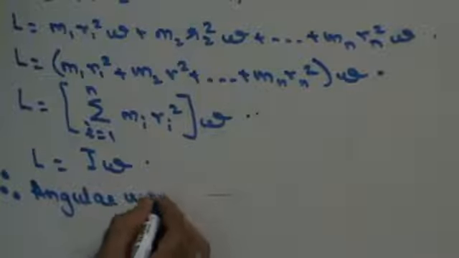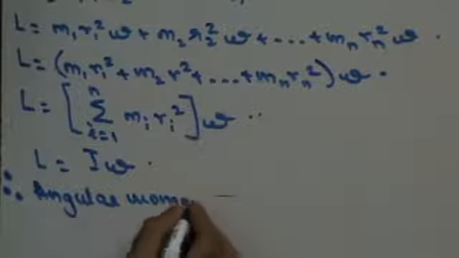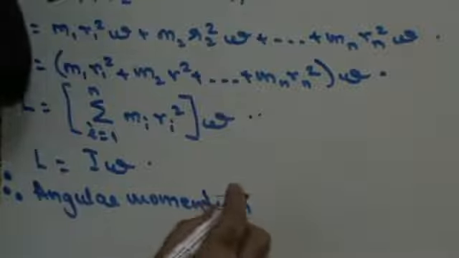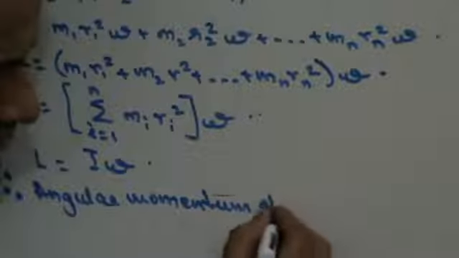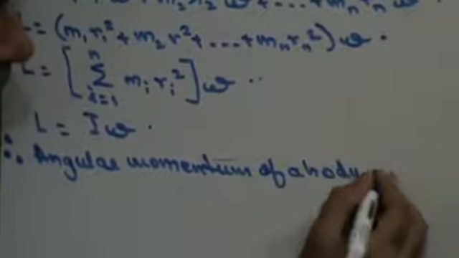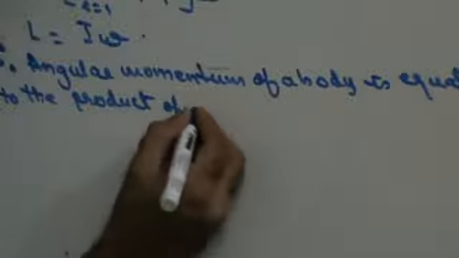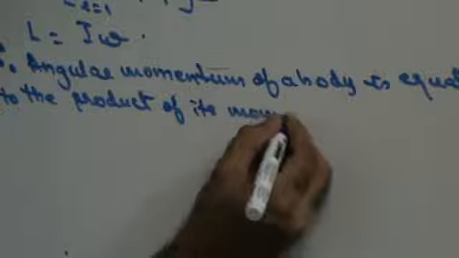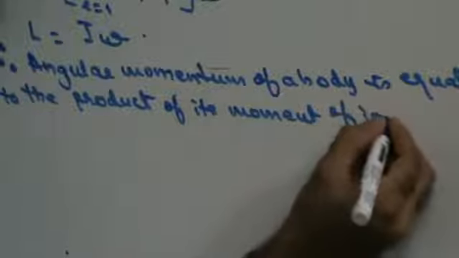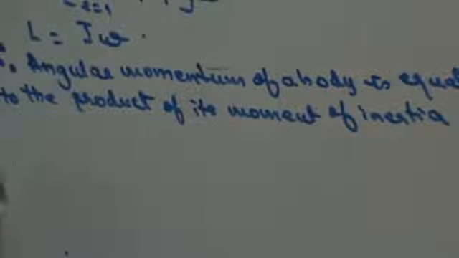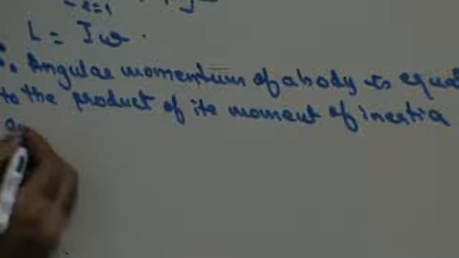So I can say therefore angular momentum of a body is equal to the product of its moment of inertia and angular velocity.